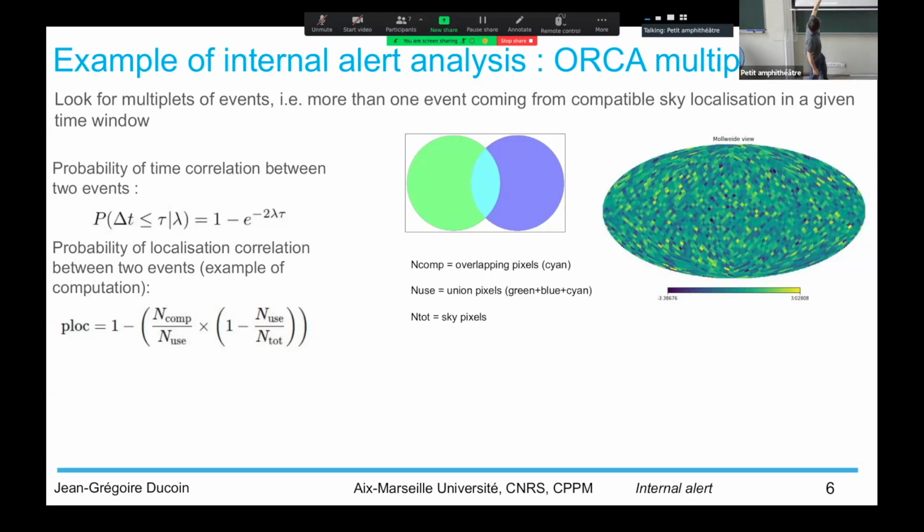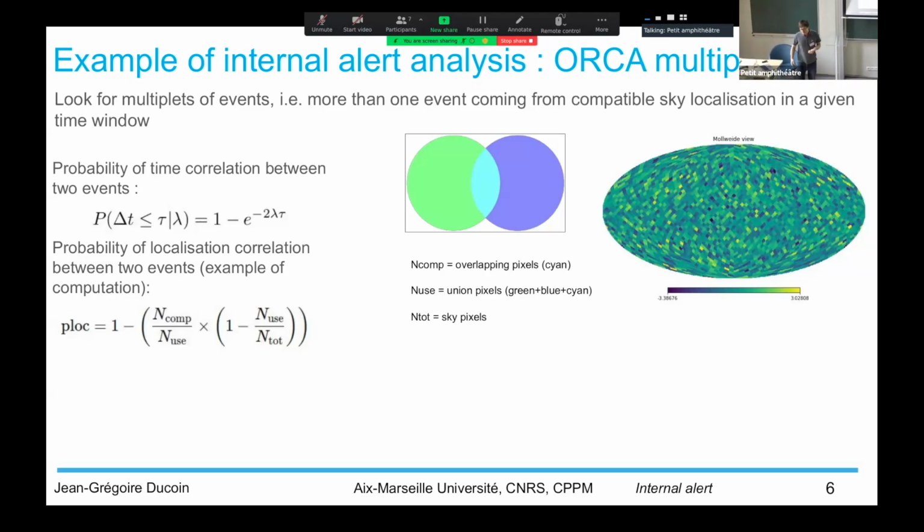So here you have a first term, which is the number of pixels that are compatible over the number of pixels that is used, so the union of both sky maps. This is used to weight how much they are compatible together. And you have another term here, which is the number of pixels used, so the union of all that over the total pixels of the sky. This is used to weight the usage over the sky, because of course two very poorly localized events are very likely to be overlapping in the end.